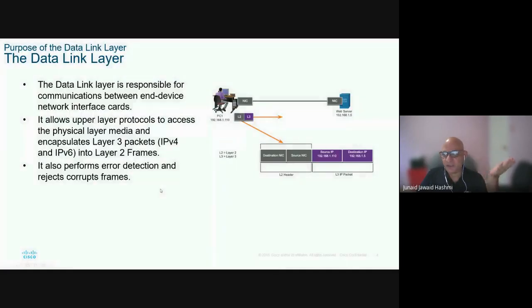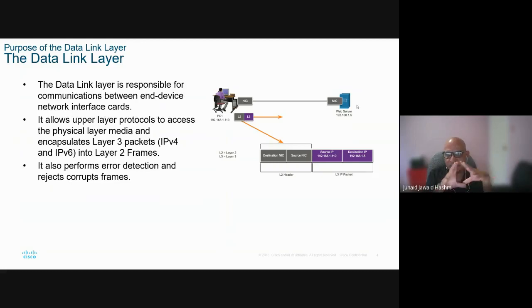So let's see, what is the purpose of the data link layer? The data link layer is actually responsible for communication between devices, from one NIC to another NIC, so that is an important job. The network interface card is a data link layer device, because every software and every hardware is related to a specific layer of the OSI model. That's the whole purpose of the OSI model, to divide all the functionality of networking.